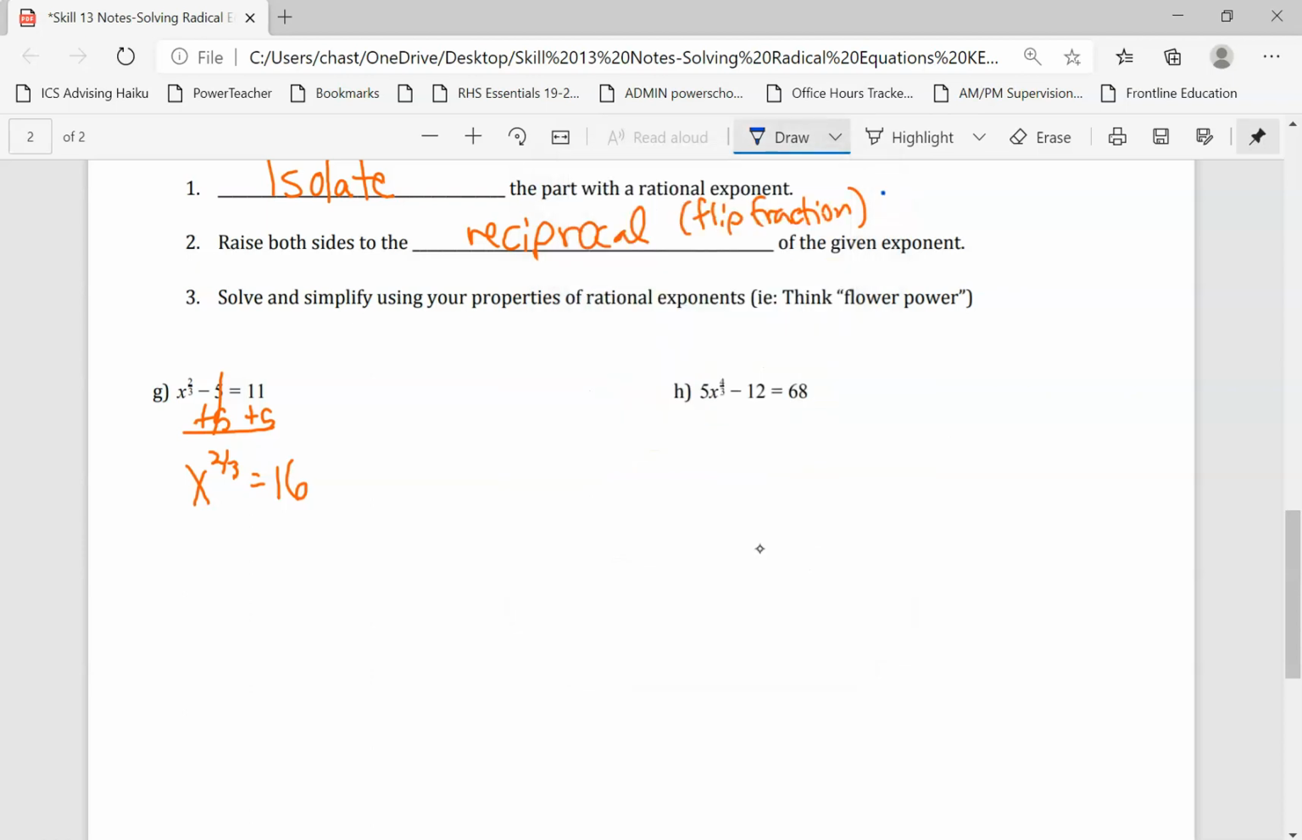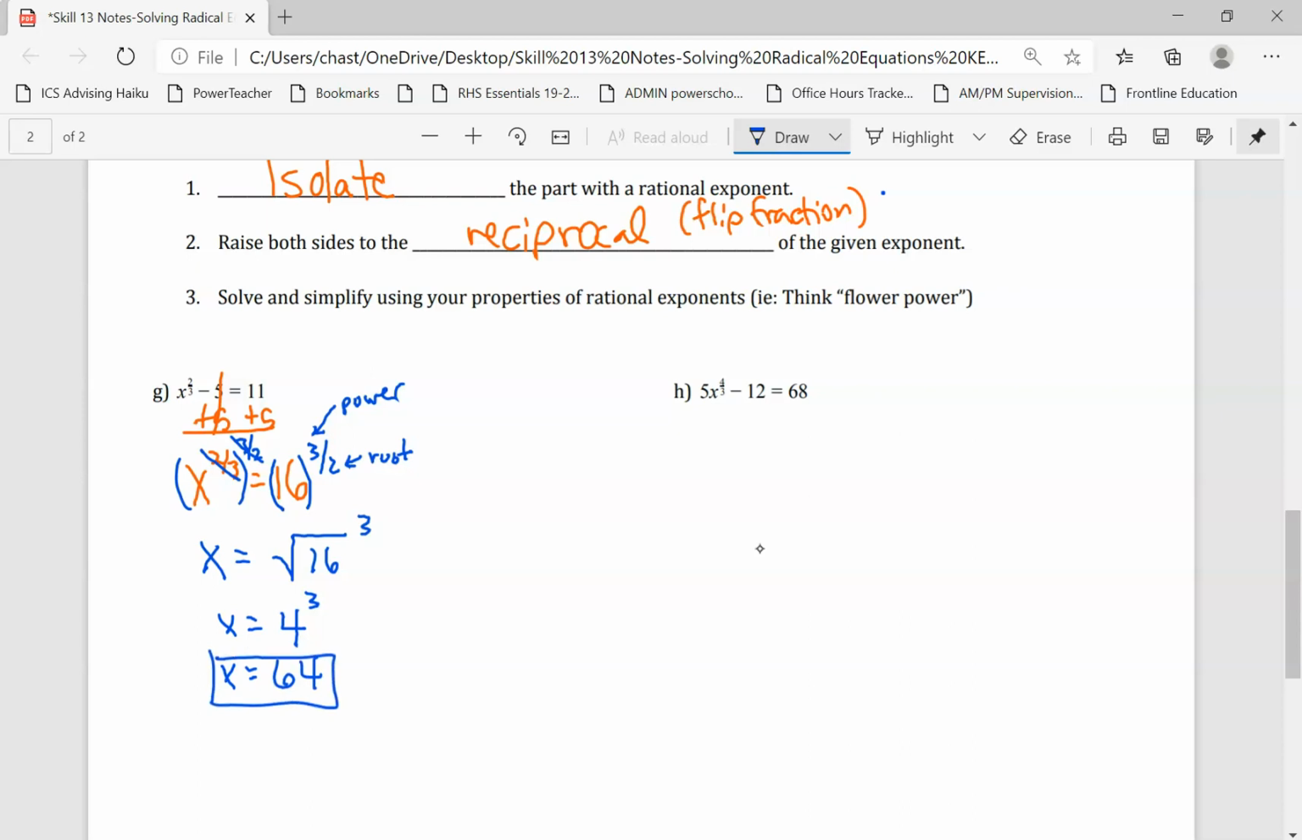So now this is the part where I go to step 2, raise both sides to the reciprocal of the given thing. So the reciprocal of 2/3 is 3/2. 2/3 times 3/2 makes 1, so it's just x. 16 to the 3/2, that means we have a square root, because remember this is the root, this is the power. So what we're going to have is the square root of 16 to the 3rd power. Square root of 16 is 4, 4 to the 3rd is 64. Okay.